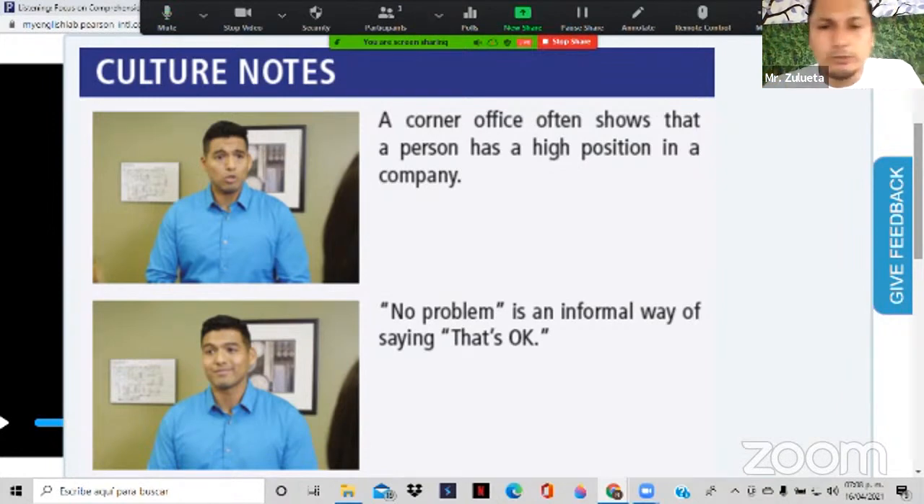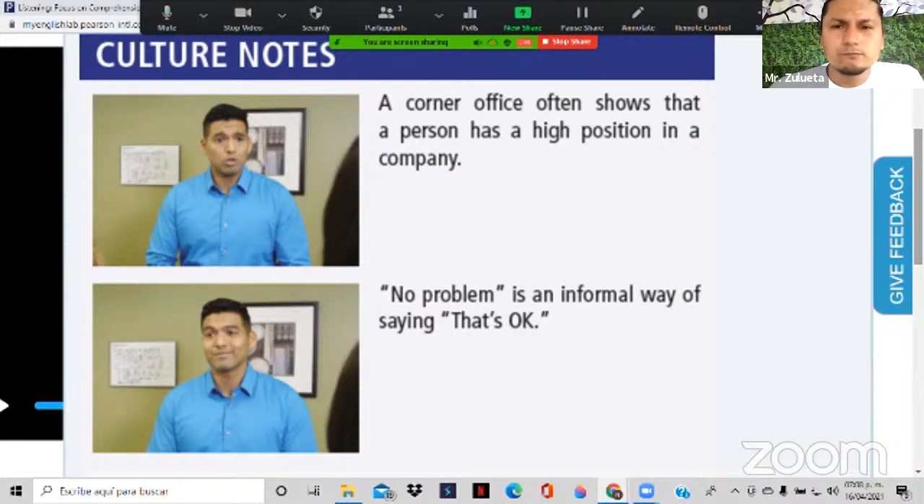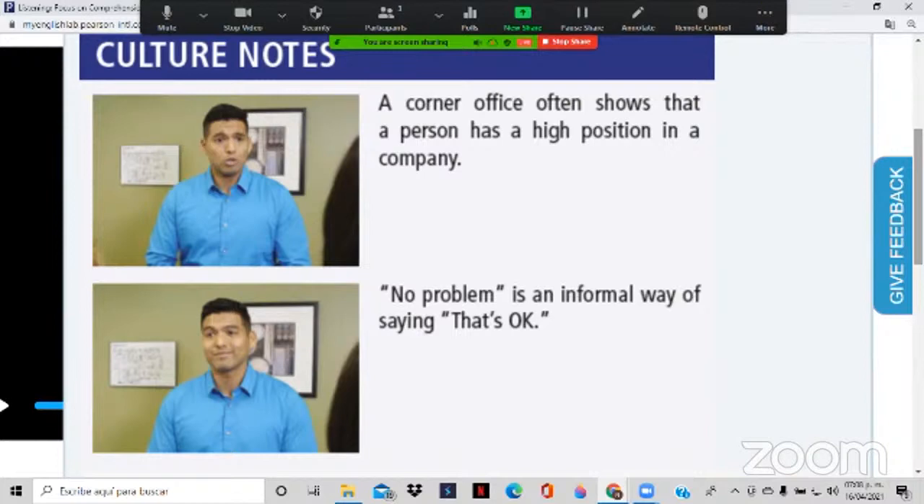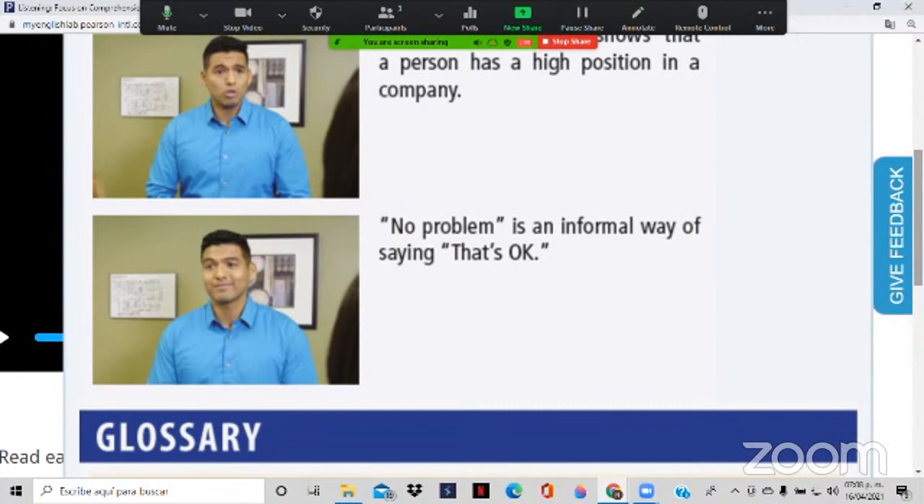Okay, good. Cultural notes. My dear Mayra, can you see the screen in a clear way? Yes. Go ahead, please. Corner office often shows that a person has a high position in a company. So a corner office, if your office is on a corner in a room, according to this, it means that you have a high position in the company, okay? And number two, continue, Mayra.